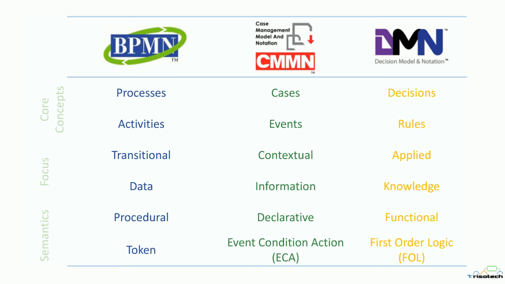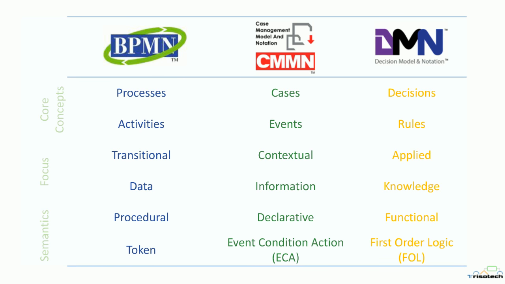In terms of focus, BPMN is focused on looking at the transition of the efforts from activity to activity and how the data affect these transitions, while in CMMN, we're looking at managing a context. And by having data in context, we have basically information. And in DMN, we're looking at applying those rules into this context. So now we have information that is applied, which provides us with knowledge.